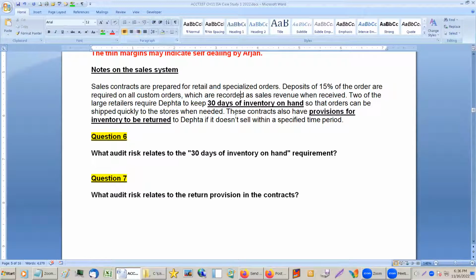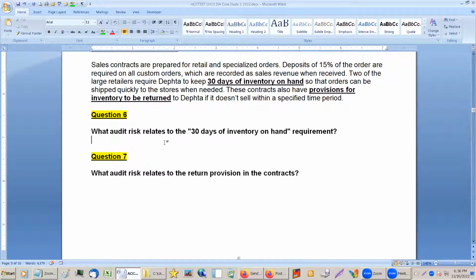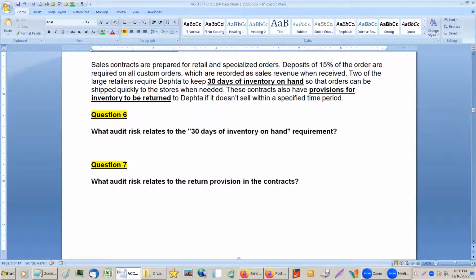Okay, so we have these two parts of these contracts: 30 days of inventory on hand and provisions for the inventory to be returned. How is this 30 days of inventory on hand a possible problem for the auditors? What does it mean when they're looking at the financial statements? What do they have to keep in mind? Anyone? Would it be that there's like 30 days worth of inventory that hasn't been accounted for?